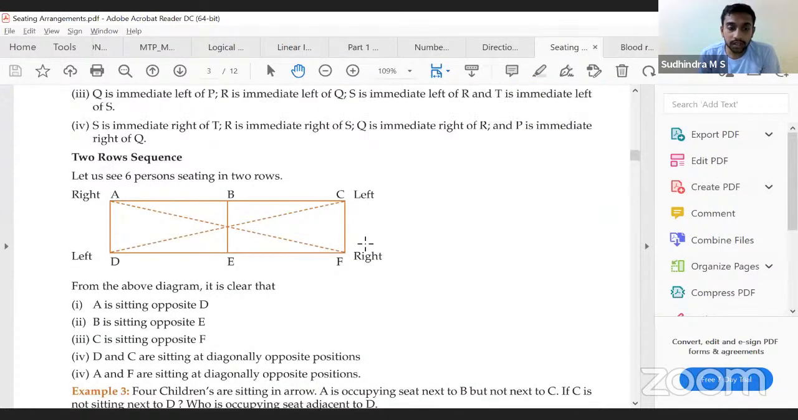Okay, four children are sitting in a row. A is occupying the seat next to B, but not next to C. If C is not sitting next to D, who is occupying the seat adjacent to D?